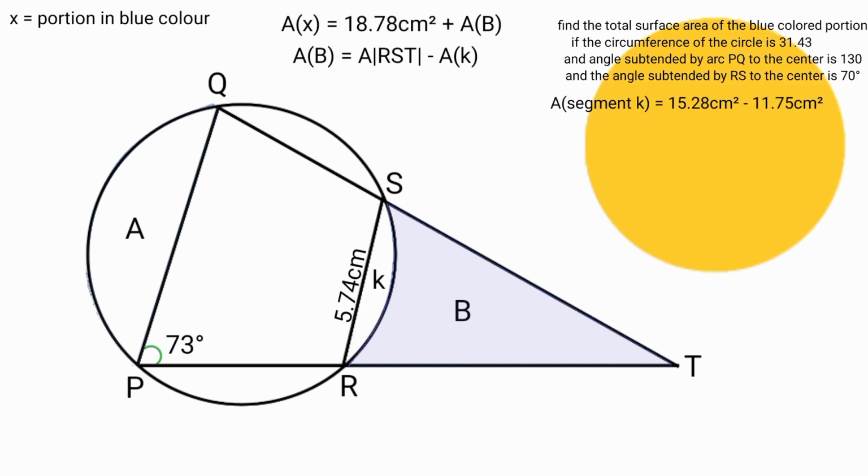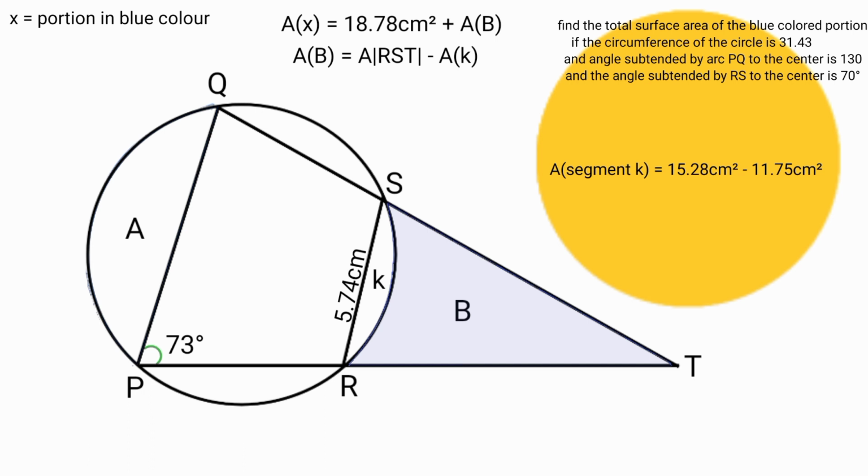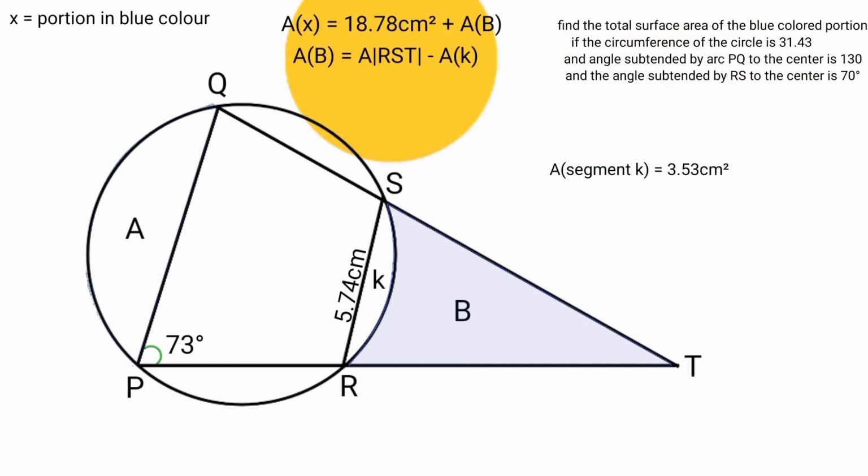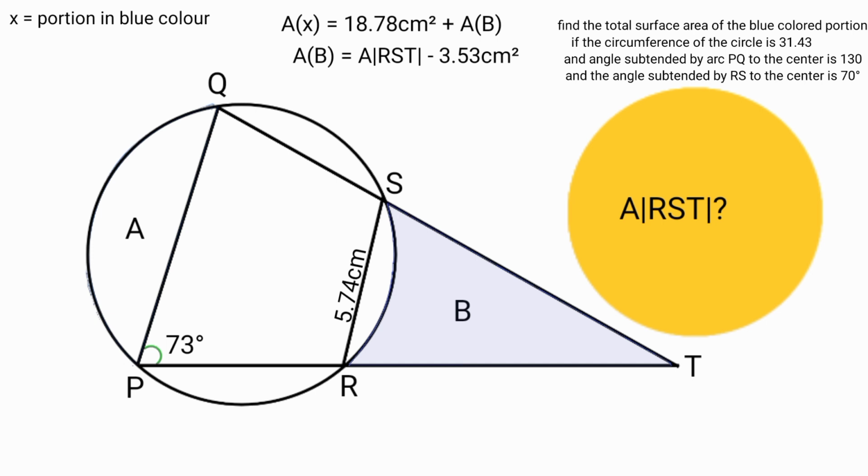Substituting here now, area of segment equal to 15.28 centimeters squared minus 11.75 centimeters squared, which is equal to 3.53 centimeters squared. Substituting here now, area of B equal to area of triangle RST minus 3.53 centimeters squared. So now what is area of triangle RST?